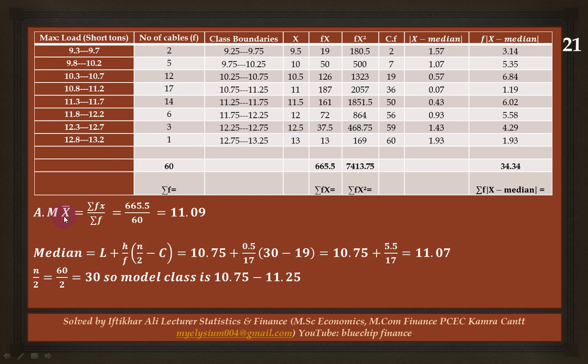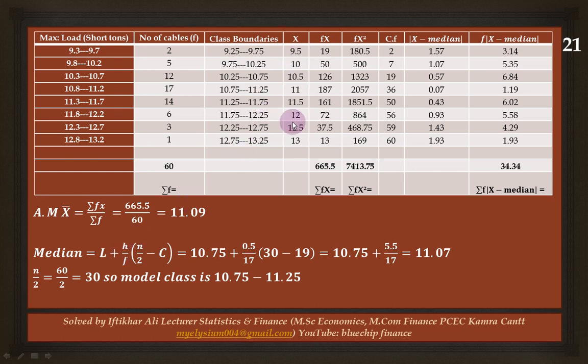First of all, arithmetic mean is x bar equals sum of fx over sum of f. So here we need x. How can we calculate x? Simply add up these two values and divide by 2, add up these two values, divide by 2, add up these two values and divide by 2: 9.5, 10, 10.5, 11, 11.5, 12, 12.5 and 13. The difference of all these values is considered as h, which we use here in calculation of median.